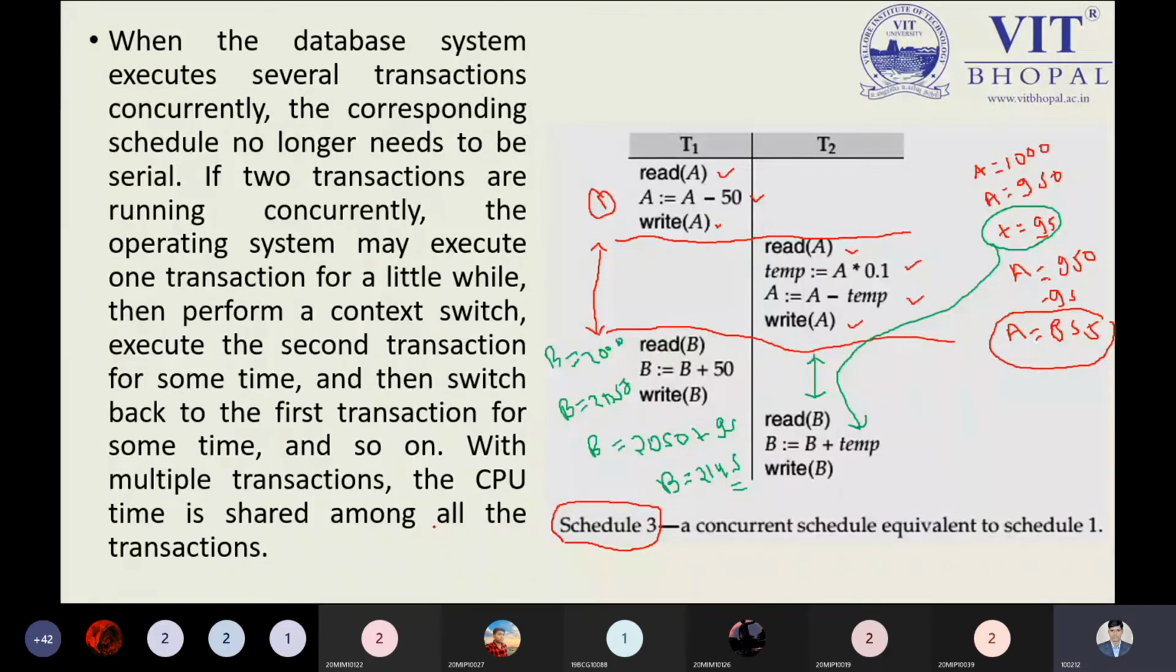This is known as a concurrent schedule. First I'm using transaction T1, then T2, and then back to T1, and then T2. This is concurrent scheduling, because I'm using context switching. I'm switching from one transaction to another transaction and then coming back, and then it is happening.